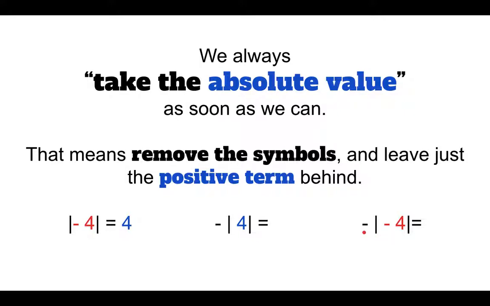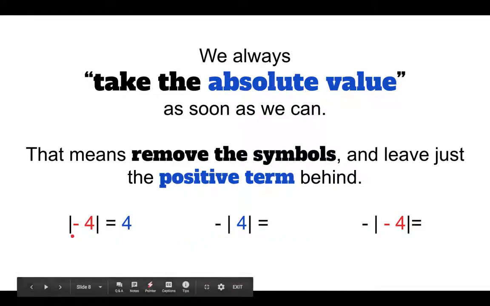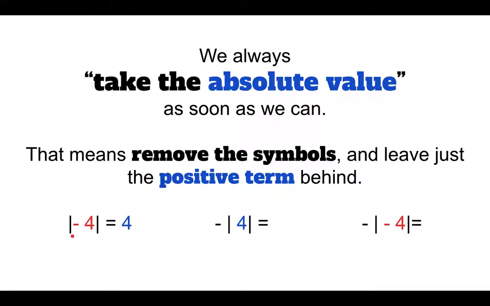Here we have the opposite of the absolute value of negative 4. Now down here we already saw that the absolute value of negative 4 is positive 4. So we can change this whole thing to positive 4, but this negative sign comes with it. So the opposite of the absolute value of negative 4 is negative 4. It helps to say it out loud.